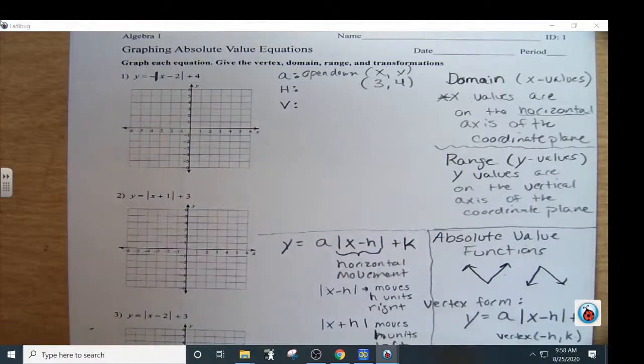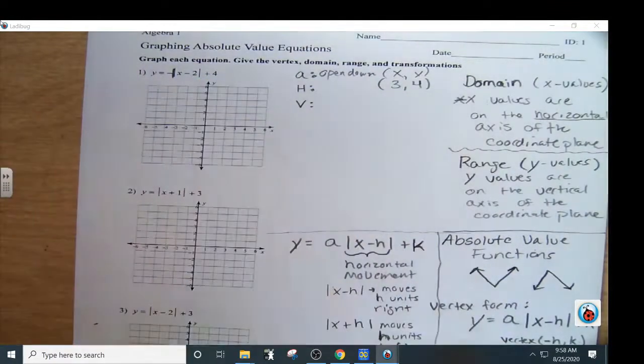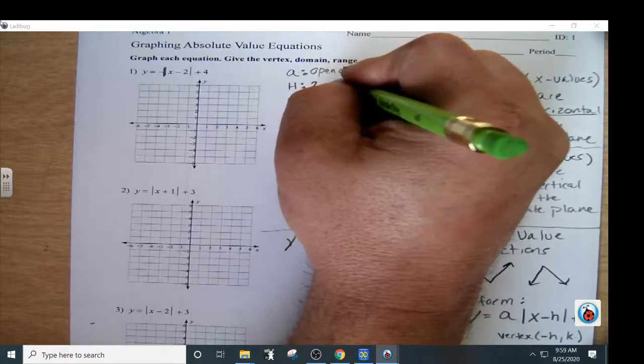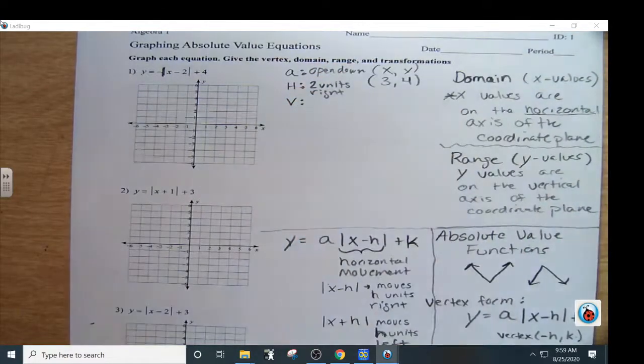Now, the H value. Guys, remember, this part represents our horizontal movement. If it's x minus 2, I'm going to move 2 units which way? Think opposite. 2 units right.